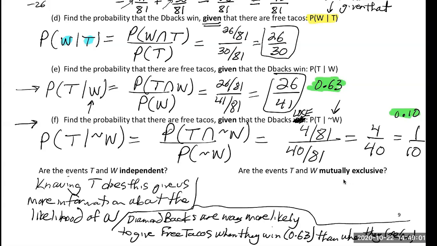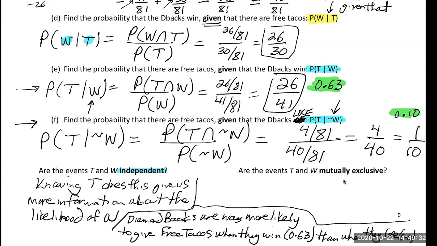So we can compare one way to determine what's called independence. One way to determine independence is to compare these two probabilities: probability of free tacos when they win versus probability of free tacos when they lose. If those probabilities are equal, then we say that's independent. If the probabilities aren't equal, then we say they're not independent of each other. Knowing one gives us additional information about the likelihood of the other occurring.